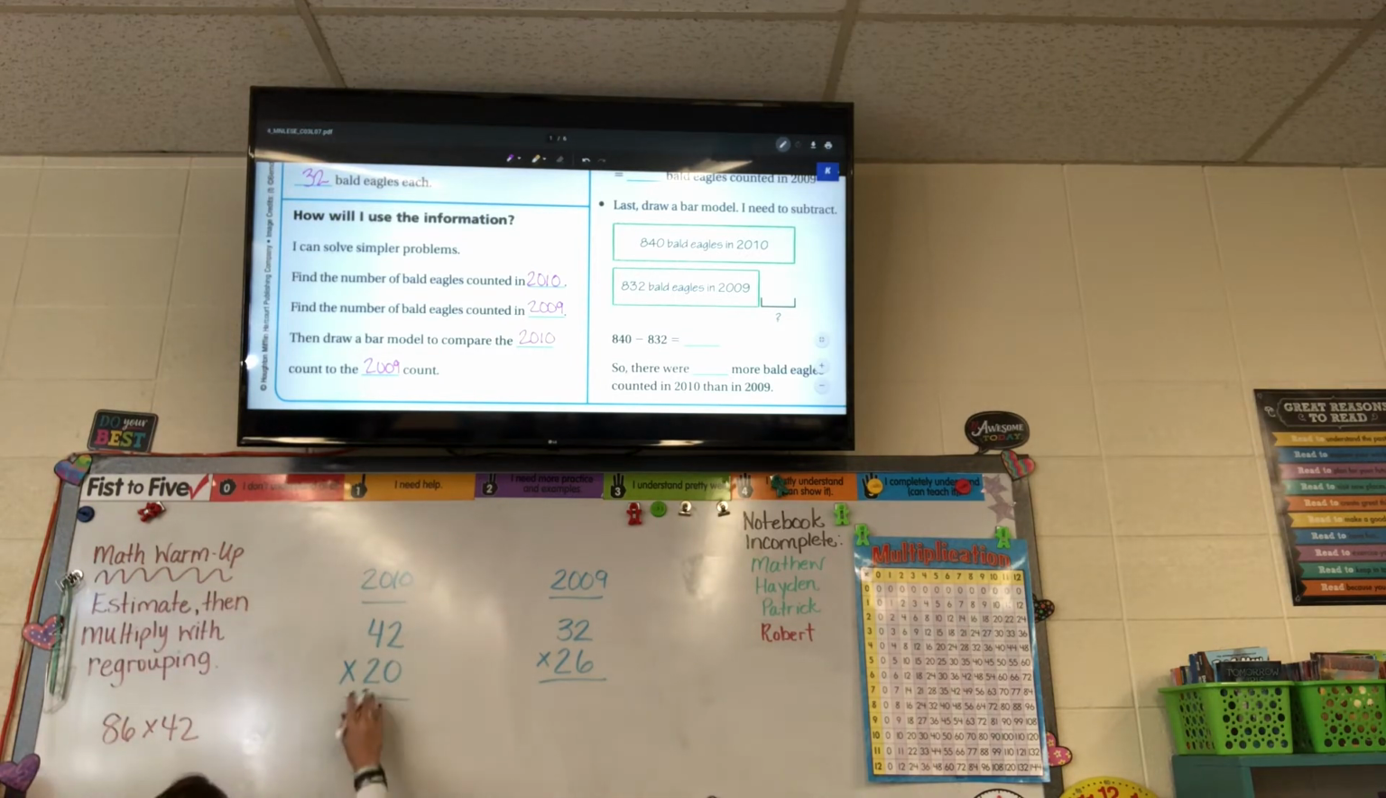Okay, first we pretend the 2 isn't there, and we go 0 times 2, 0, and 0 times 4, 0. Okay, bring our 2 back. Put our 0 placeholder. 2 times 2? 4. And 2 times 4? 8. And then we add those 2 totals together, or partial products, and we get 840 in 2010.